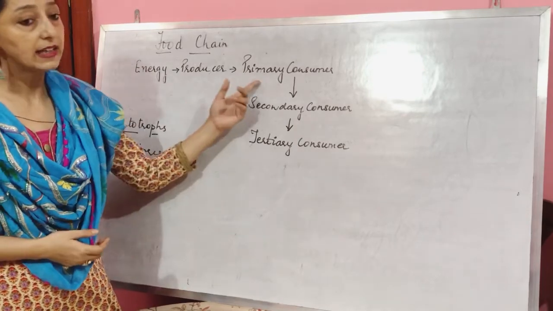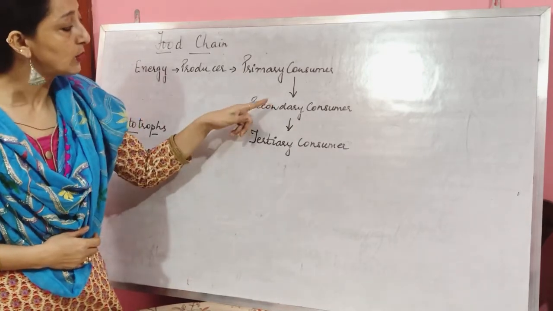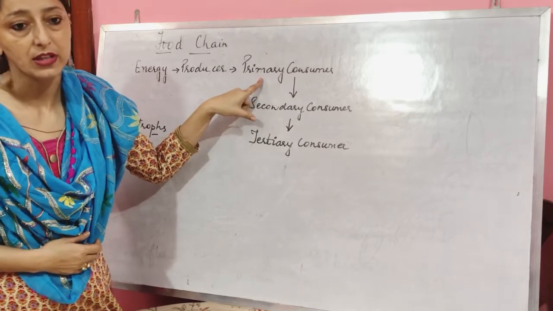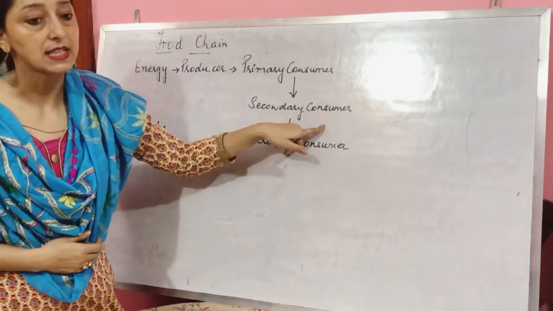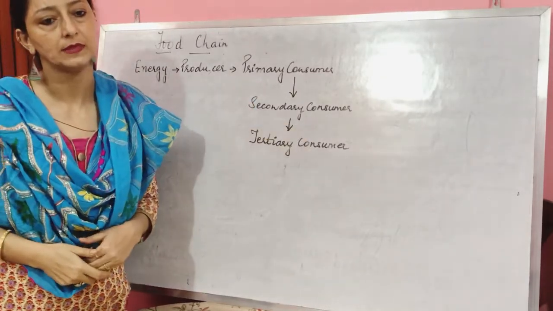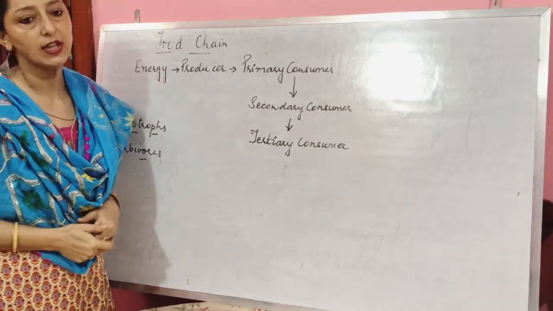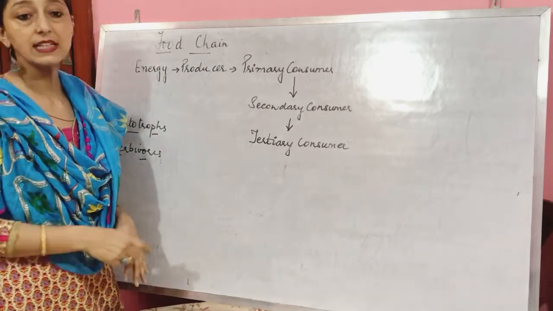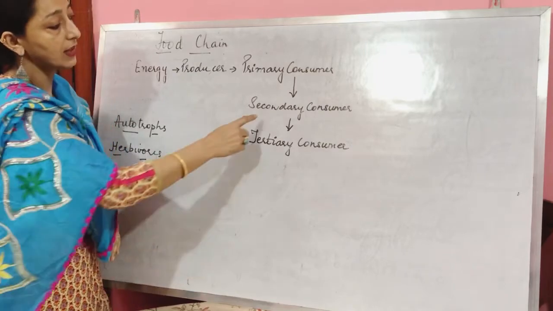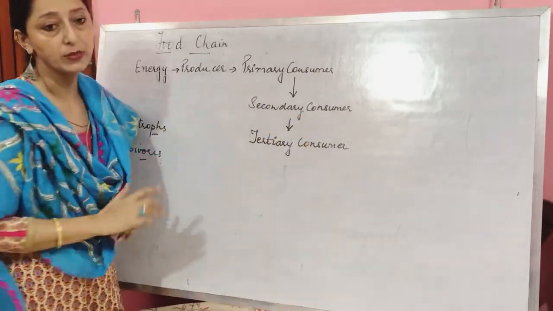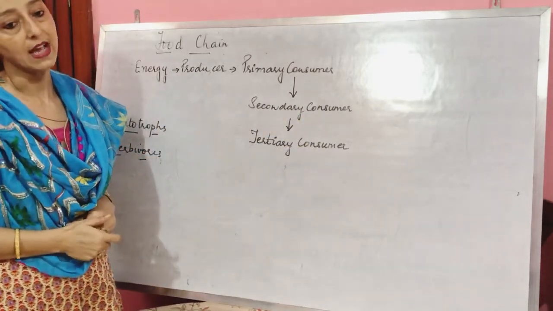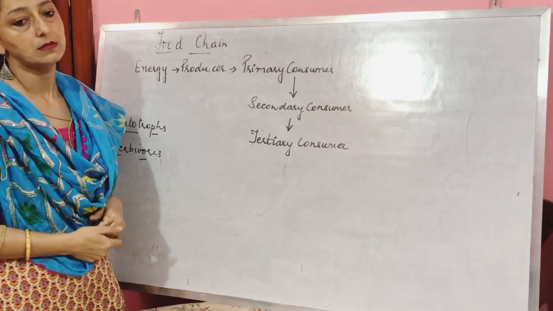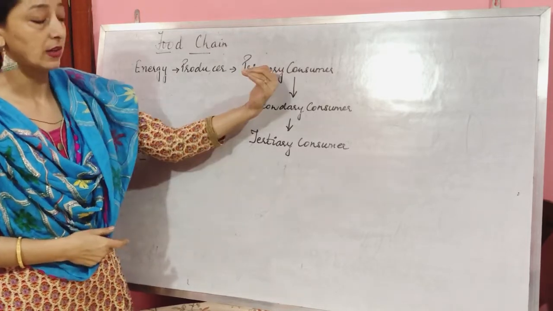Now the next link in the chain is animals that eat these herbivores. These are known as secondary consumers. So an example is a snake which eats a rabbit.